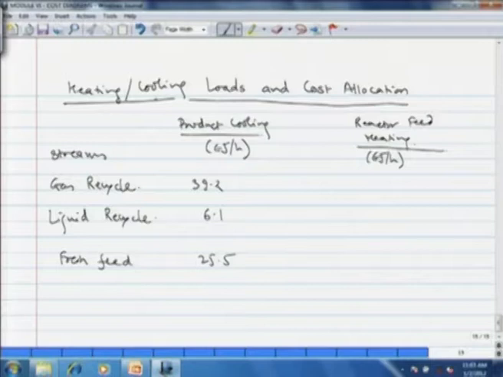Similarly, for reactor feed heating: gas recycle 53.3, liquid recycle 12.1, and fresh feed 49.6. Now, a question may arise in your mind as to how we can allocate the cost of product cooling to the three streams that are there: gas recycle, liquid recycle, and fresh feed. Okay, because all the components are coming out together.